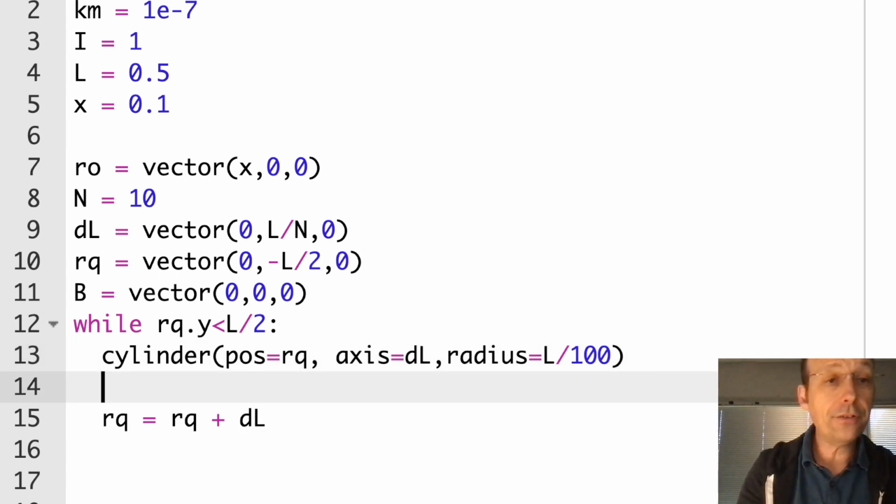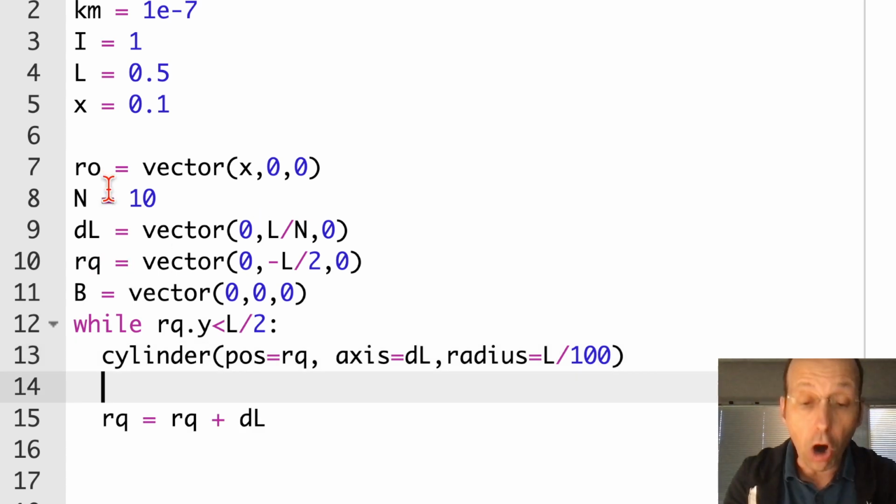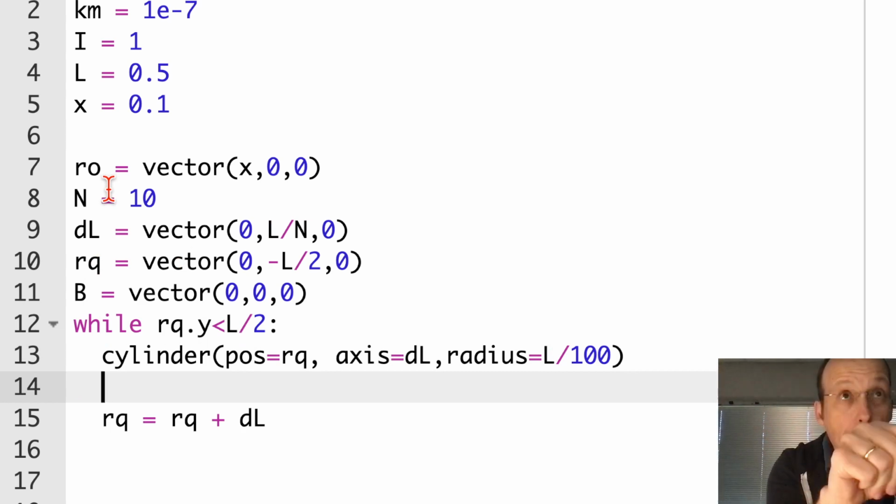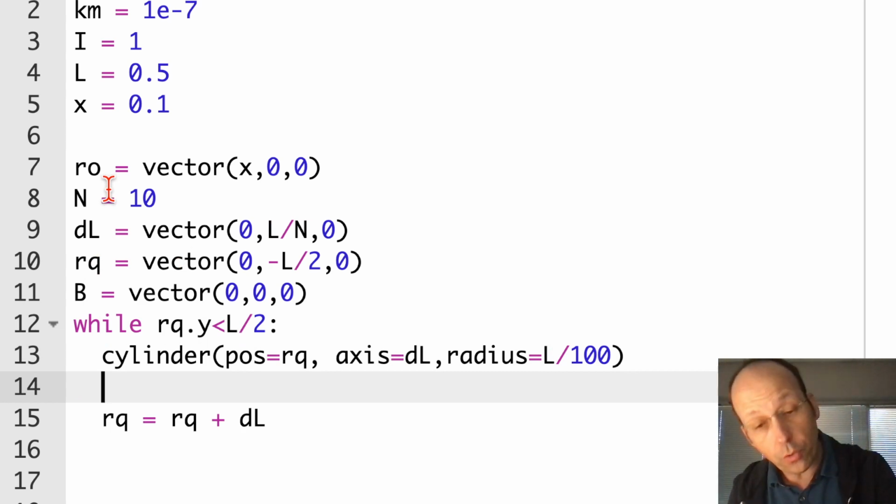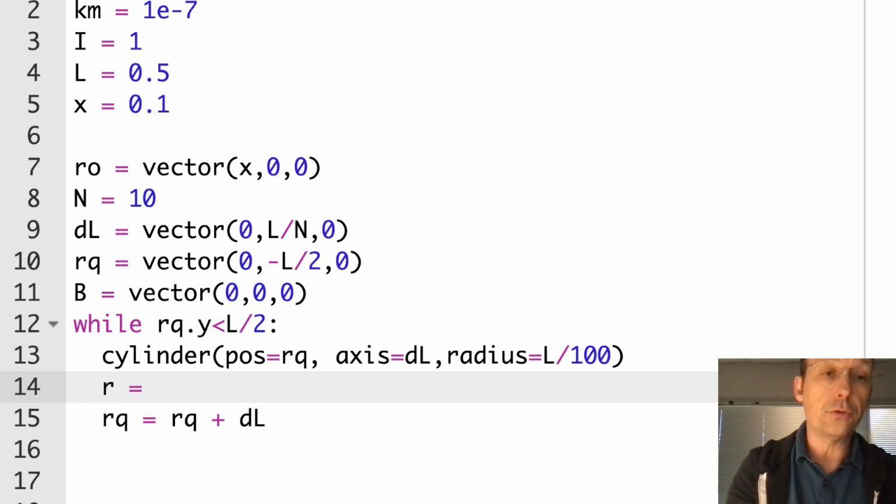Now I already have my RQ. I already have my RO. I need to find R, right? The vector from RQ to RO. So R is equal to RO minus RQ. We did that on paper. We're doing it in Python.